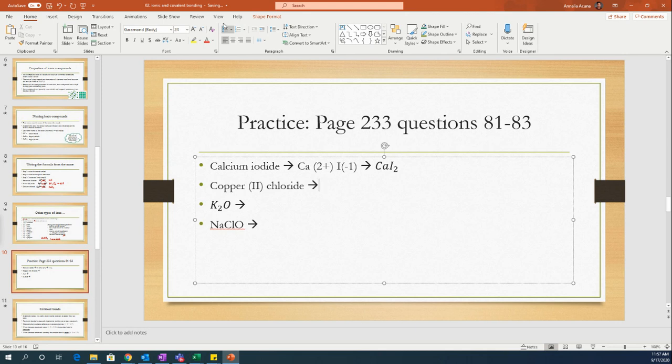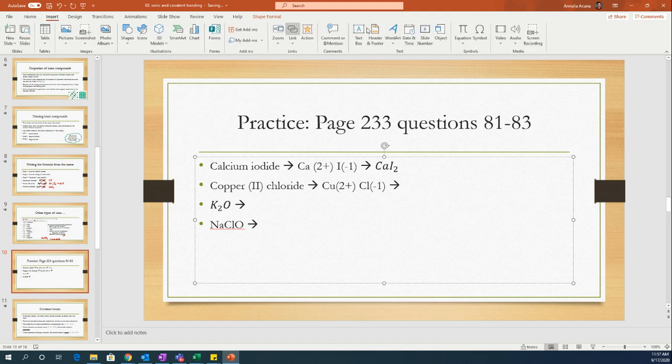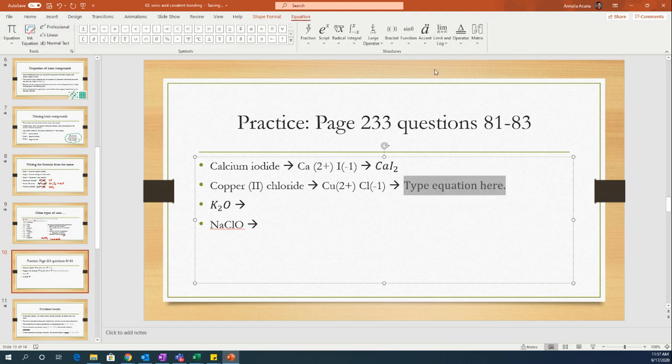Copper(II) chloride. So this copper has a +2 charge, and I can tell from the name. Otherwise, I wouldn't even know. And then we have chlorine, which has a -1. When I crisscross them, I'll have CuCl2.